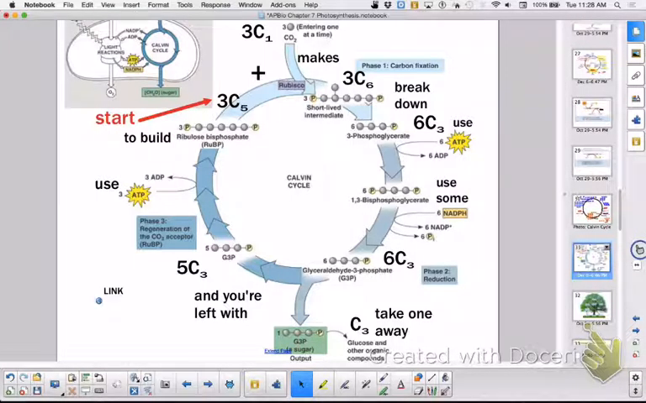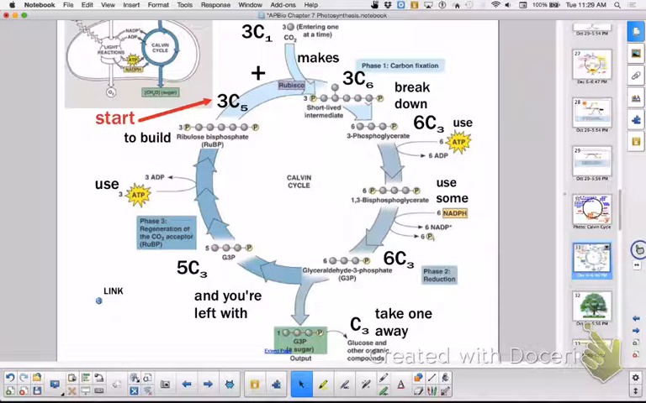Ready? You already know the first line of it, okay? 3C5. Tell me its name. What is this? RuBP. Plus 3C1. I need a name. CO2. Good. Makes 3C6. Okay, you don't need to know that one. Okay? So you're here, and you're going to freeze your fingers in this position, and you're going to go break down. Break down. Two, because it's breaking down two, and then bring them right back up. Break down to six. See, we're all in the right spot. C3. Okay, from the top.